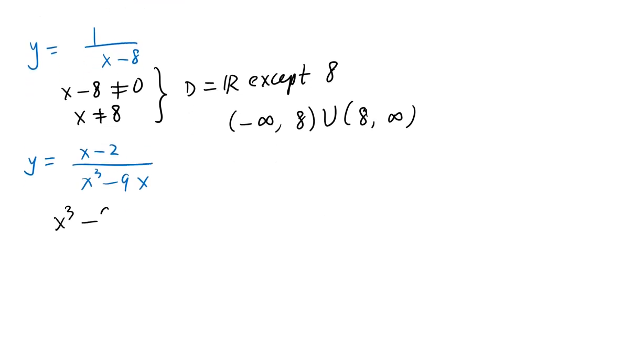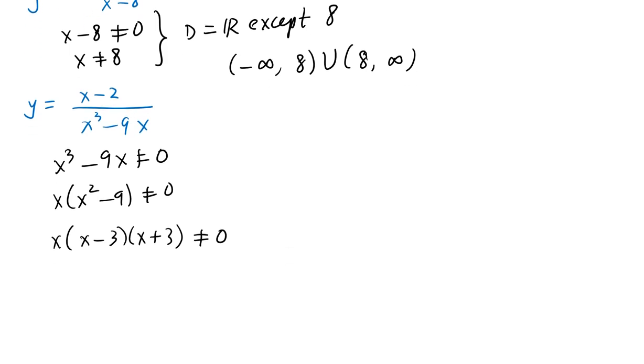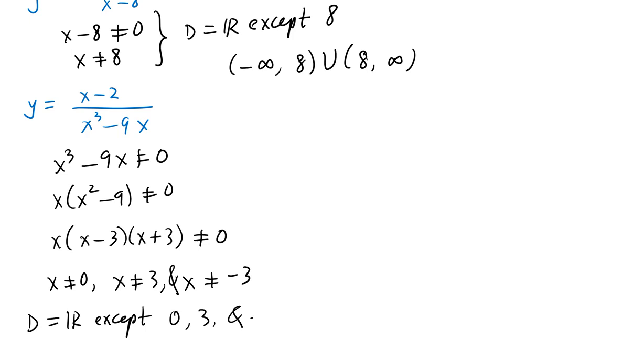Next one, x cubed minus 9x. This cannot equal 0. x times x squared minus 9 does not equal 0. x times x minus 3, x plus 3 does not equal 0. So then, how do you finish that up? x cannot be 0. See what I did, factoring here. It's important to know factoring. x cannot be 3 and x cannot be negative 3. If you put the word and, that would be the best. So this means domain is all real numbers except 0, 3, and negative 3.